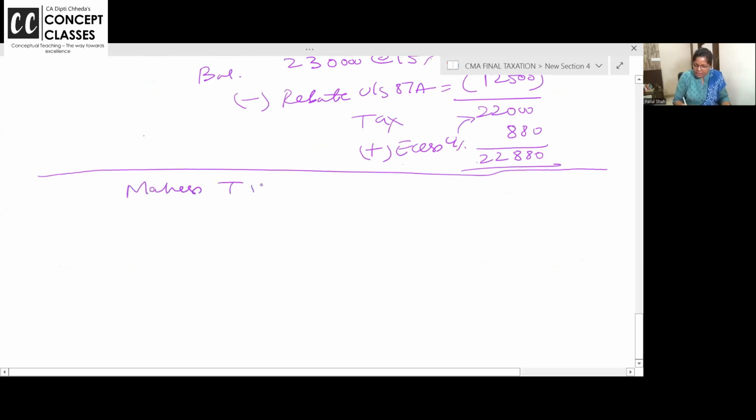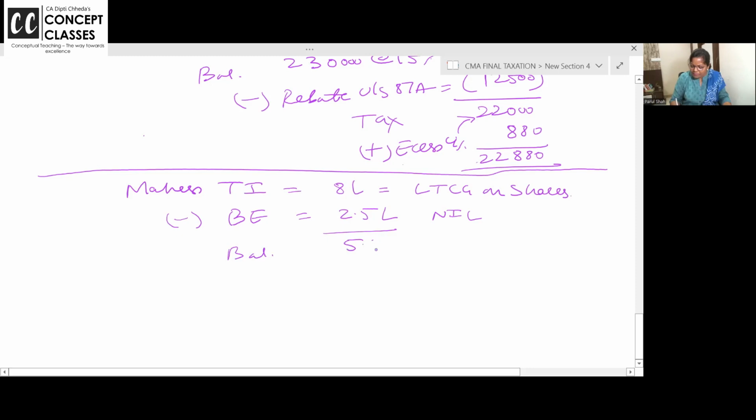Mahesh is having total income 8 lakh, all long-term capital gain on shares. Mahesh's age is not given. So how much basic exemption we will take? 2.5 lakh. In the exam you may have to write 2,50,000, just because I'm into concept I'm writing. So on 2,50,000, how much tax? Nil. How much is then next coming? 5.5. Additional exemption over and above 2,50,000, you will get additional exemption 1 lakh.